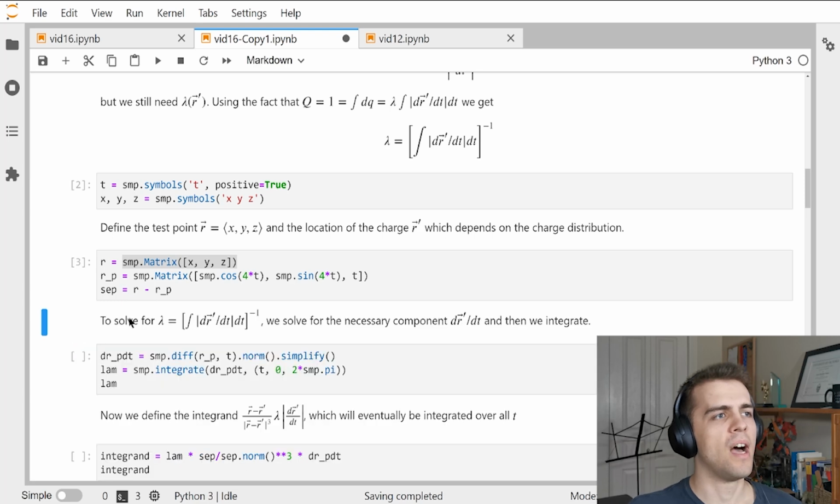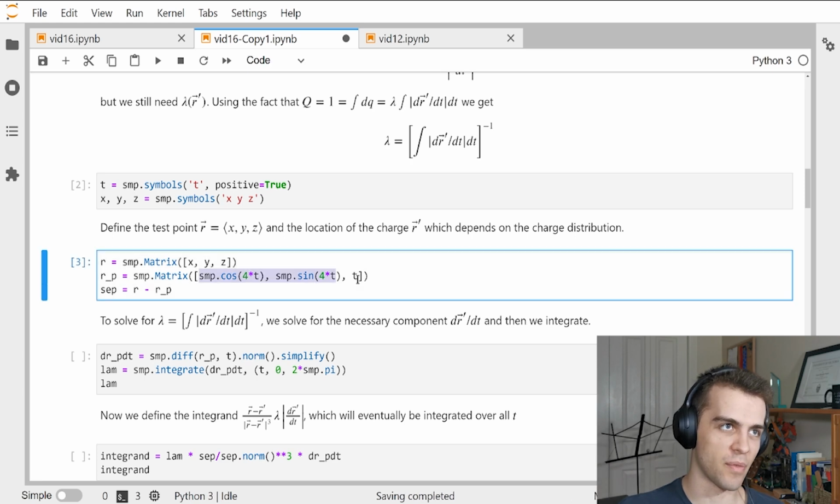Very helpful. Now we need to solve for lambda, which is the inverse of this integral. So to do that, we need to, of course, get the component dr prime/dt. And I want to do this all in SymPy. Obviously, this isn't very difficult to get the derivative of, but doing it in SymPy is proper.